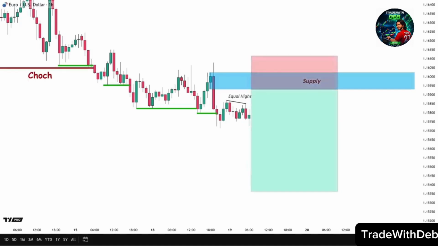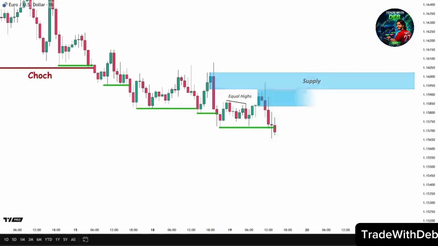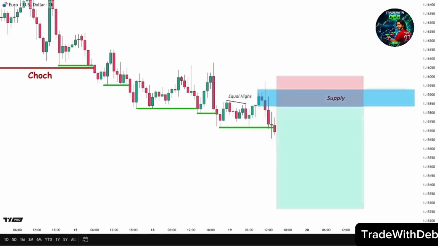If the price pulls back into this supply zone, it will give us an entry. Once again, we get a breakout, and a new supply zone forms. We can enter short trades until the price reaches the next important level ahead. So guys, that's it for today's breakdown. I hope this helped you understand how to combine smart money concepts with multi-time frame analysis.